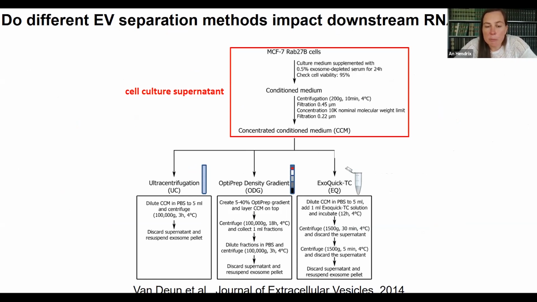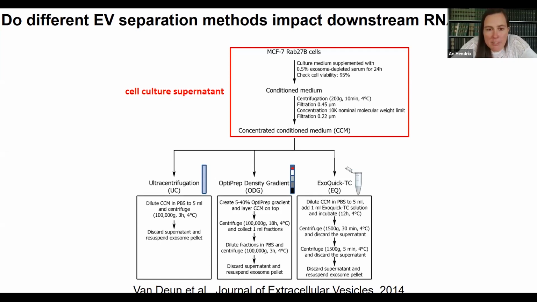So we started off from the most simple biofluid, cell culture supernatant, and we prepared cell culture supernatant from MCF7 breast cancer cells. There are a few pre-analytical steps that we implement, like low centrifugation speeds and filtration to separate cell debris and also some free-floating cells. And then the concentrated cell culture supernatant was divided over 3 commonly implemented methods. The first method was differential ultracentrifugation, where we pelleted the extracellular vesicles at 100,000 g for 3 hours.